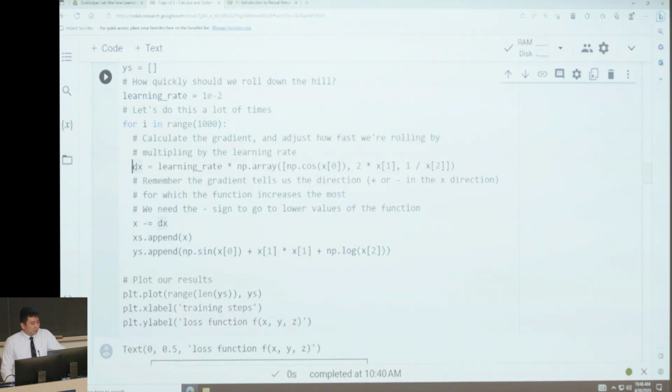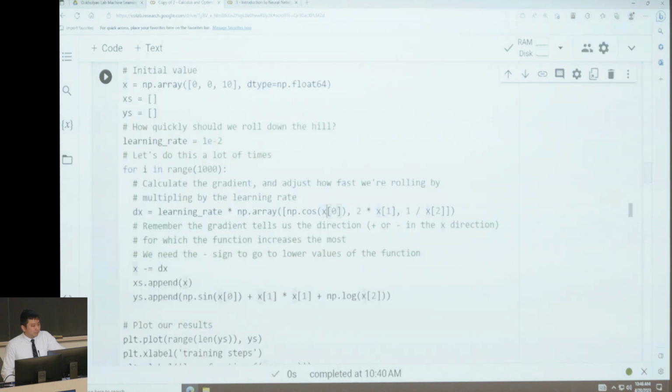So let's compute the gradient first. This part is the gradient, and this is just scaling the gradient. So let's look at the gradient. Since I've defined the initial x as this array of values, where this is the x value, the y value, and the z value, we'll have to access those elements to compute the gradient.